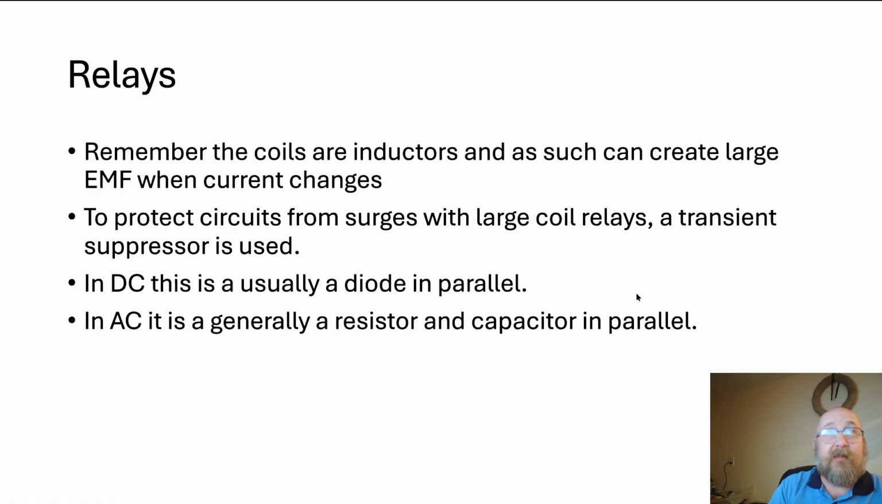So we need to remember that the coils on relays are inductors, and as such they can cause very large EMF when current changes. There are transient suppressors that are generally used when we're dealing with large coils to make sure that EMF doesn't fry other things in our circuit. In DC, this is usually a diode in parallel, and in AC, it's generally a resistor and a capacitor in parallel.